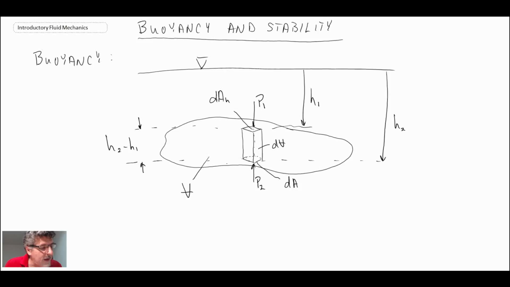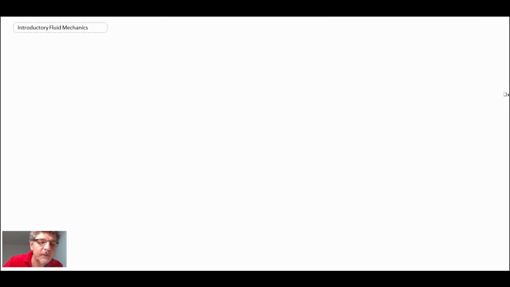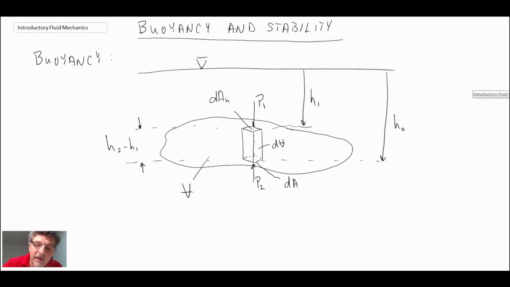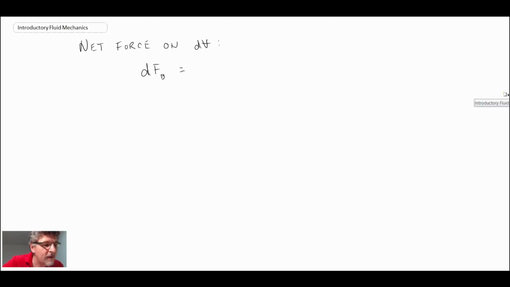What we're going to do now is try to determine the net force on this little parallelepiped in a submerged body. So we'll begin that analysis. We will refer to the differential force on the differential element as dFB, and the force acting on that body is just going to be due to the pressures, the lower pressure and the upper pressure, multiplied by the areas.